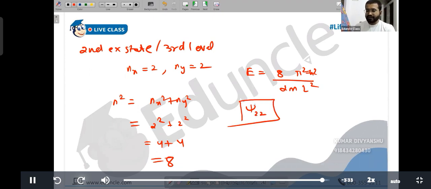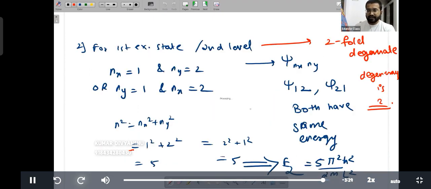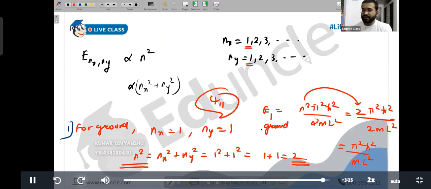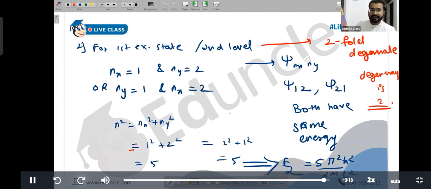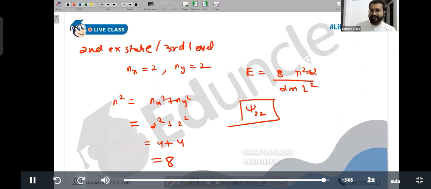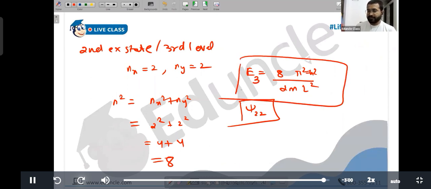Initially you had psi 1, 1, then you had psi 1, 2 and 2, 1, which was two-fold degenerate, and again non-degenerate. The ground state, psi 1, 1, was non-degenerate. The first excited state is two-fold degenerate. And the second excited state, the third level, E3, is again non-degenerate. And that way you can keep on proceeding. You can talk about the third excited state, the fourth excited state, and so on.